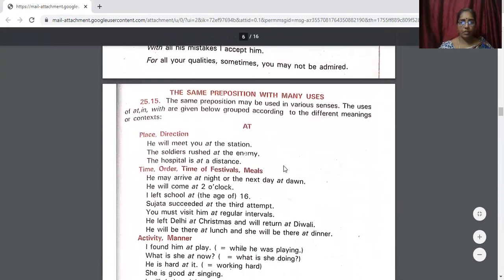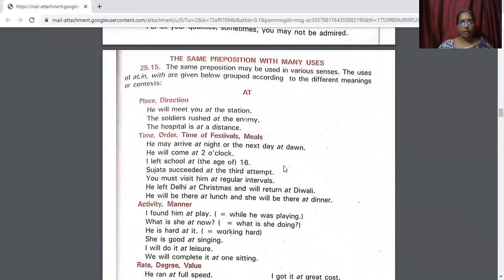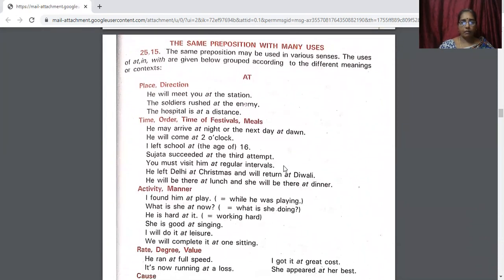Now, the same prepositions with many uses. The same preposition may be used in various senses. The uses of at, in, with are given below, grouped according to the different meanings or contexts. How is at used? It is used for place and direction. He will meet you at the station. Place. The soldiers rushed at the enemy. The hospital is at a distance.